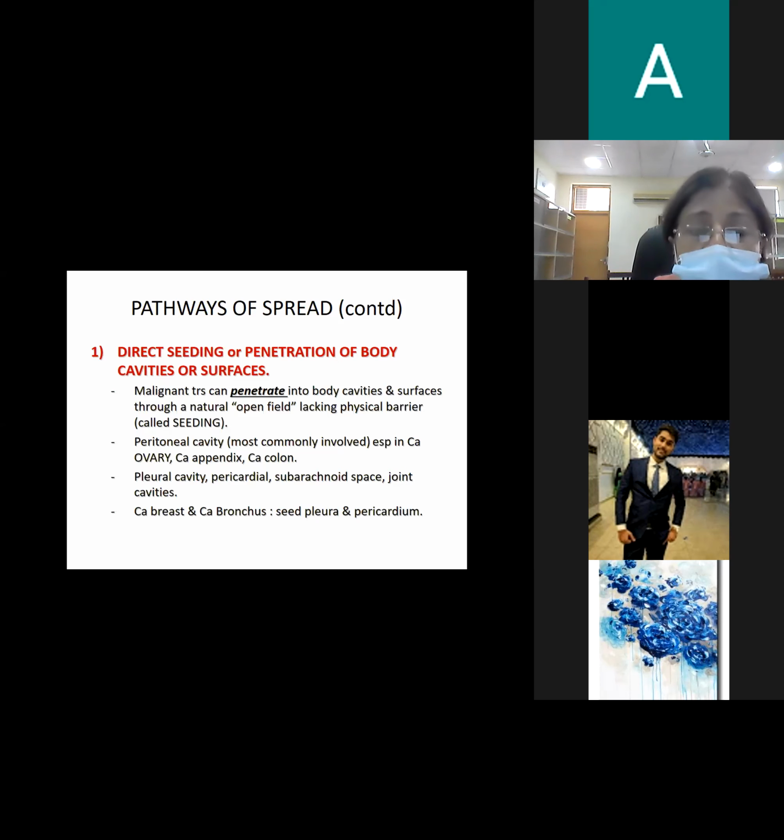The most common body cavity which is involved mainly from the abdominal organs is the peritoneal cavity, like cancer of the ovary, cancer of the appendix, cancer of the colon.